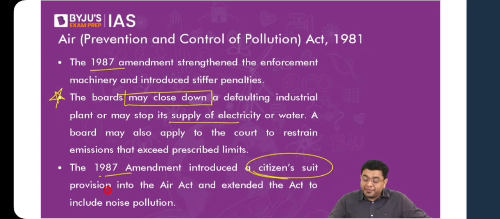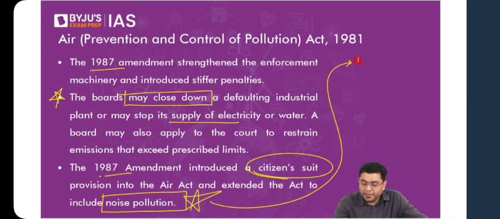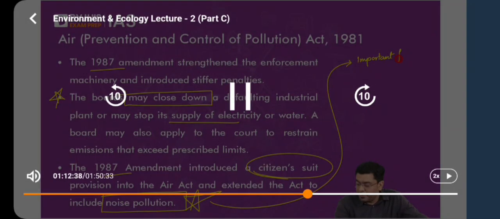Another very important fact for your prelims here is that the 1987 amendment to the Air Act extended the provisions of the Act to include noise pollution and the problems of noise pollution as well. So noise pollution was also included. This is important. That is why a larger star. Important for prelims.